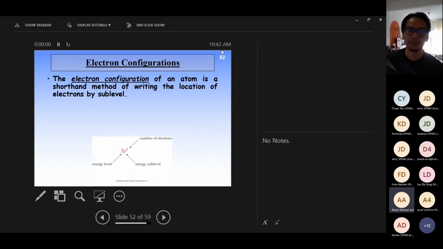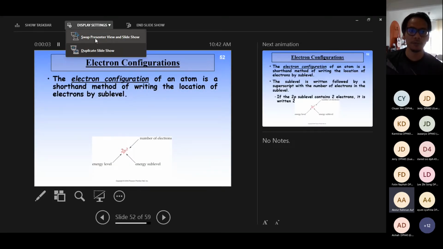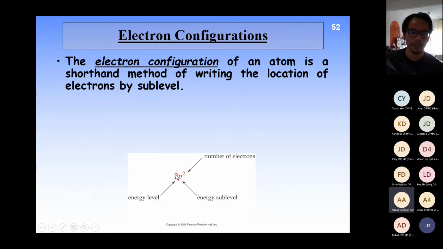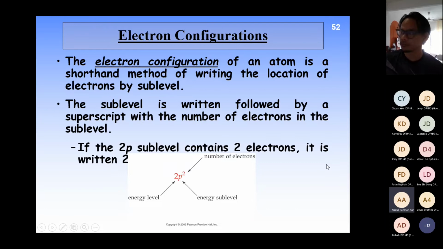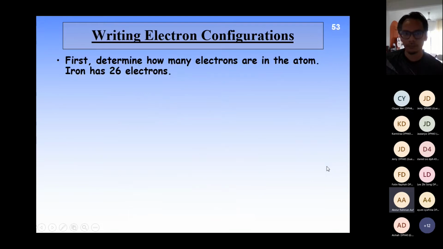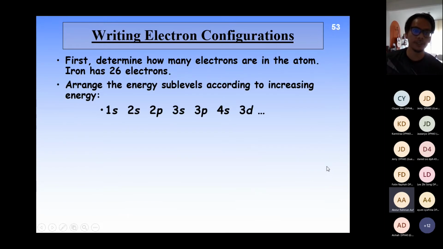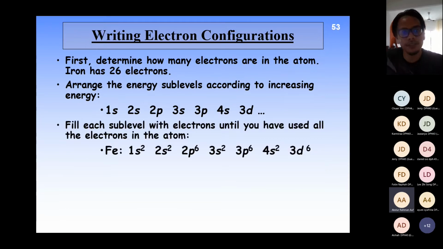So untuk this slide, it explains what does this all mean lah. 2 is the energy level, p is the sublevel, is the orbital, and 2 kecil ke atas adalah number of electrons. So untuk tulis electron configuration, let's take an example, iron. Okay, iron has 26 electrons. So first kamu arrange dia punya sublevels, energy sublevels. Kita ada 1s, 2s, 2p, 3s, 3p, 4s and 3d.